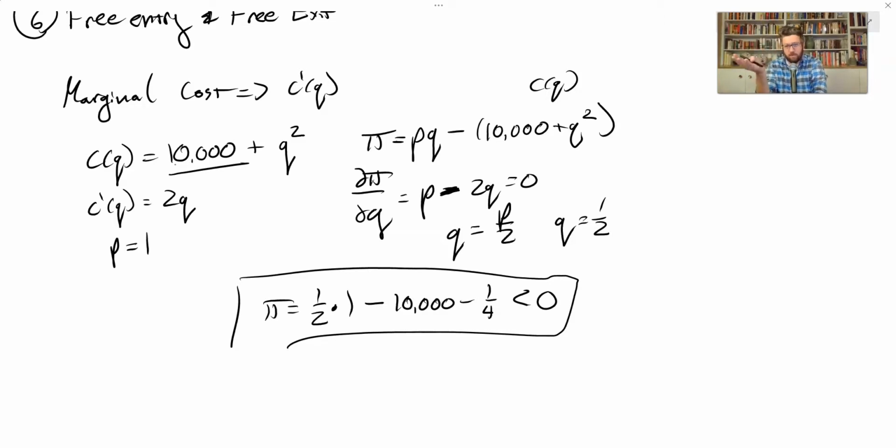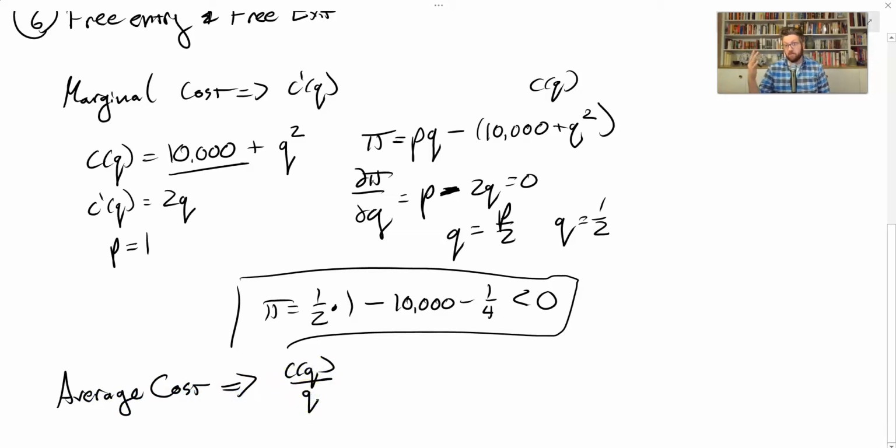But would a firm operate if it was facing these types of costs and this type of price? And the answer is no. Okay? And this is where free entry and free exit comes in. If profit is negative, firms are going to leave. And to talk about whether profit is positive or negative, we need to introduce average cost. So average cost is the cost function divided by the number of units you sell. Okay? And in this case, the average cost is 10,000 divided by Q plus Q. Because if you divide Q squared by Q, you get Q.